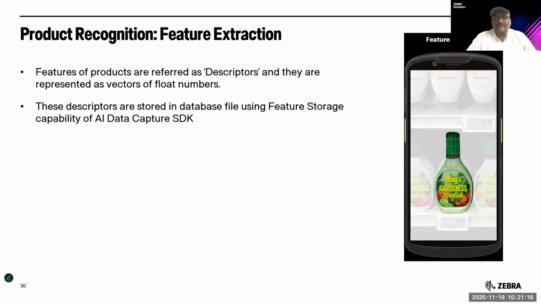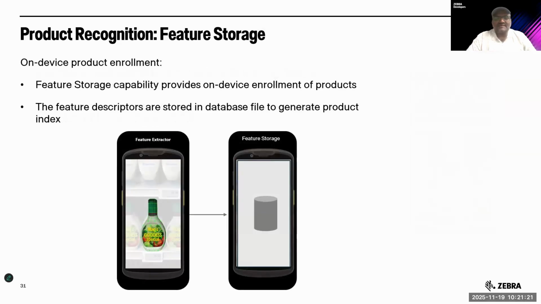Next one, please, Nicola. Yeah, thanks. So as I said, the feature extractor enables the capture of the descriptors and then saves them to the DB. Currently, this enrollment happens on the device. There's a plan to do this on the cloud, maybe in one of the upcoming sessions. The current on-device SDK already provides this facility to enroll these products on the device itself within the SDK. Right? So the next step is how this index gets generated.